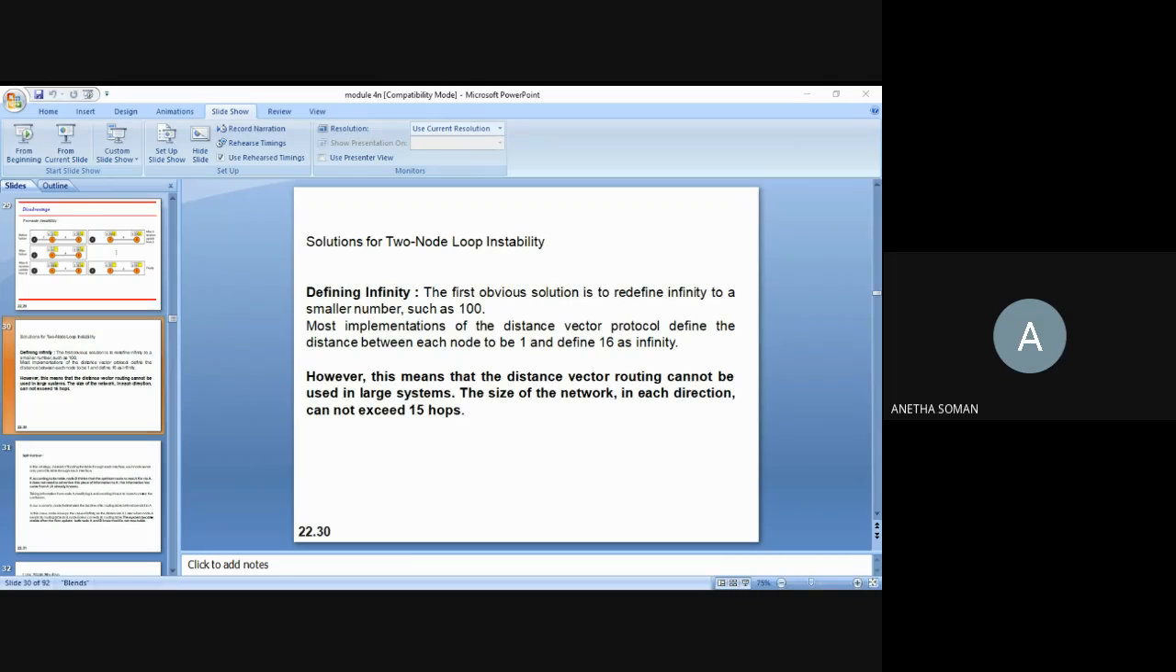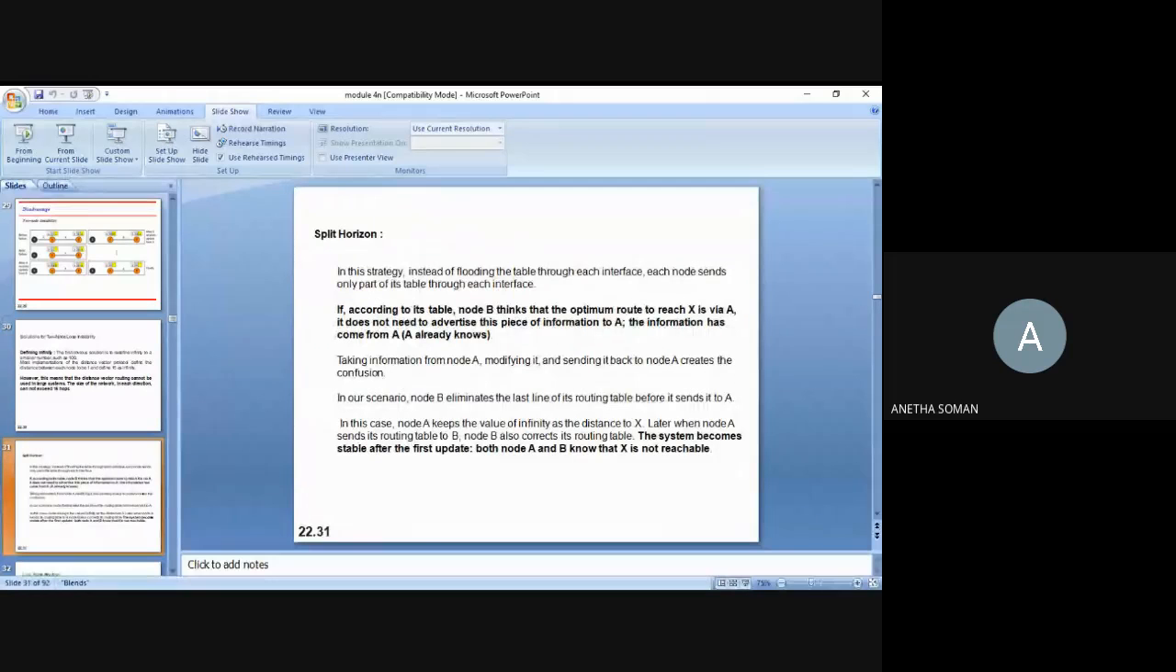Now the second case was the split horizon. Split horizon means once they know the distance to a particular node, they don't need to update it. They don't need to advertise that information again. Other than that information in the table, they will be exchanging it. So if a link is failing immediately, then both will be updating their tables. The system becomes stable after the first update. So both A and B know that X is not reachable. Okay, so that is the concept of split horizon.